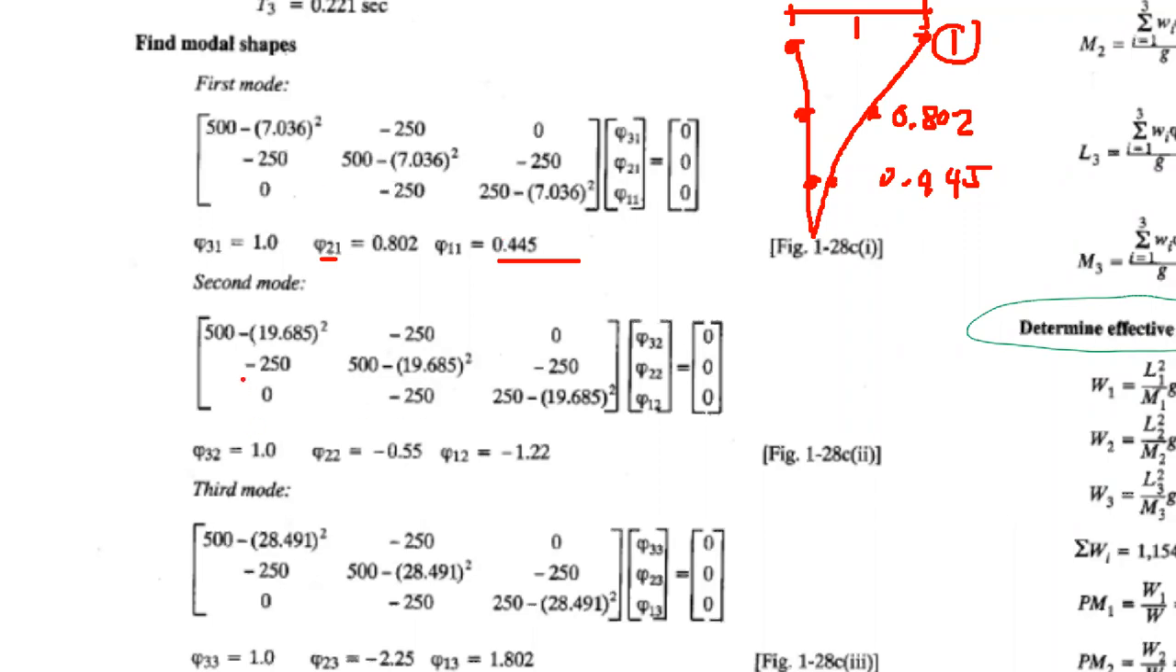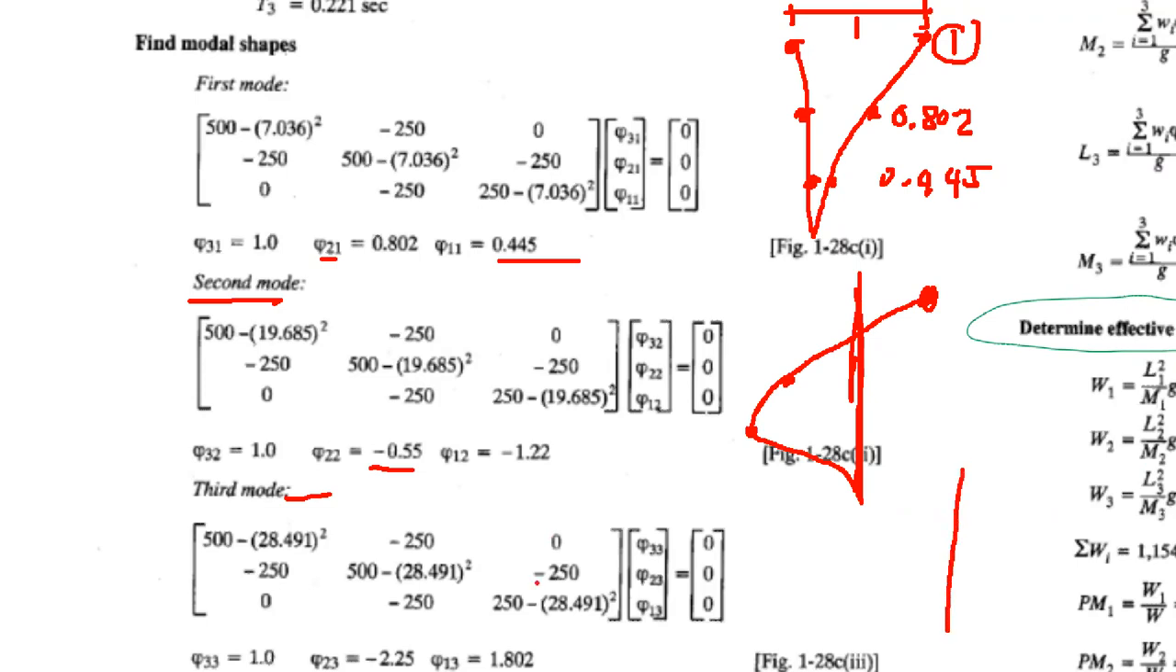For the second mode, this is another 1, just to normalize. Then phi 2 2 is negative, so it's on the other side, then phi 1 2 is negative 1.22. It only crosses the axis once. The third mode crosses twice: again 1, then negative 2.25, then positive again, 1.8. So it sways more. That is mode 3.